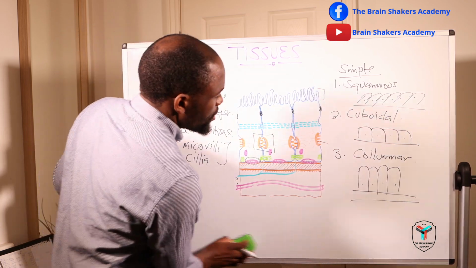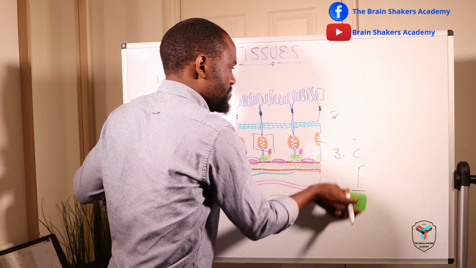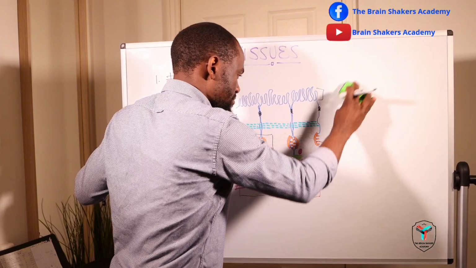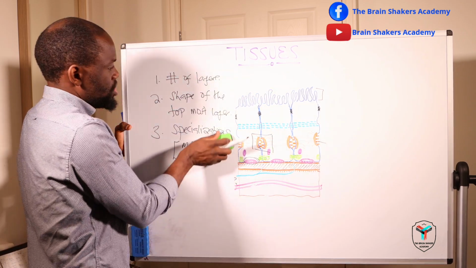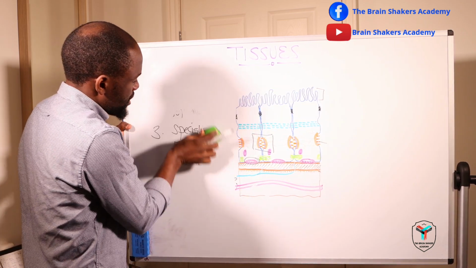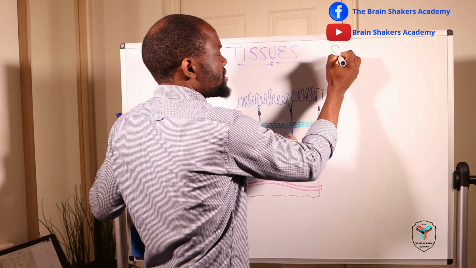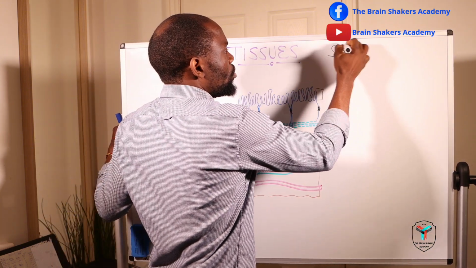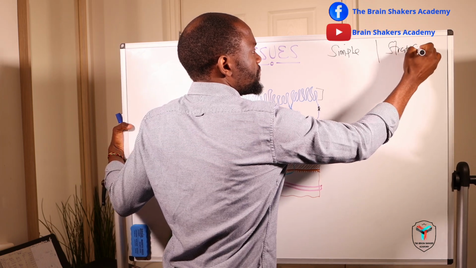You may also have what is referred to as a pseudostratified epithelium. To be stratified is basically to be put or placed in layers. So when we are looking at the classification of these epithelial tissues, it's either we have a simple epithelium or we have a stratified epithelium.